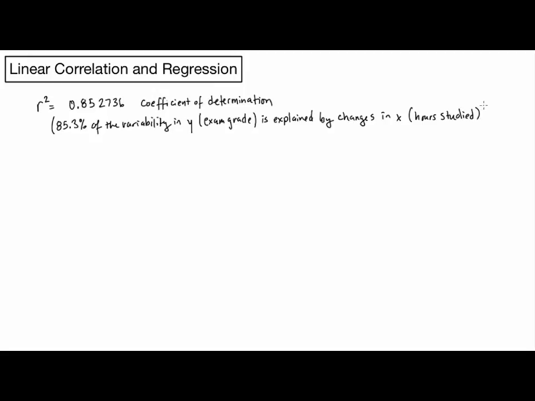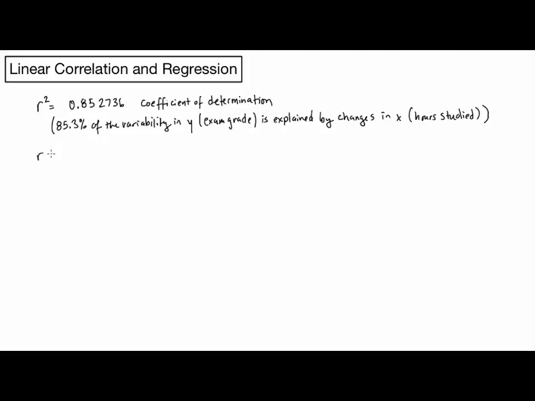So this would be the appropriate way to interpret that value. That 85.3% of the variability in the exam grade is explained by changes in hours studied. That's pretty good and pretty reliable as a predictor. In other words, the number of hours you study is pretty reliable as a predictor of your grade. Now, it's not a perfect predictor of grade, but it's a pretty decent one.